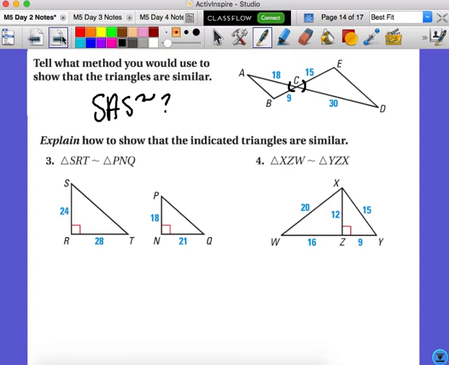So my smallest number on the left is 9. My smallest on the right is 15. Does that equal 18 over 30? And if I look at that, both of those, 9 over 15 would simplify to 3/5. And so would 18 over 30. So yes, this is side, angle, side.